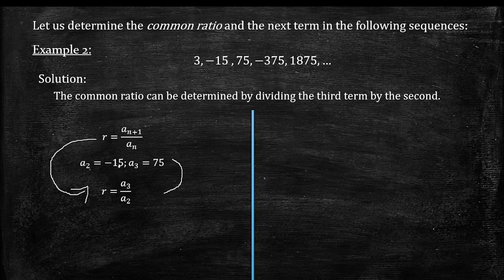Then after that, substitute the values of the two terms. So the common ratio is equal to 75 divided by negative 15. The answer is negative 5. So the common ratio is negative 5.